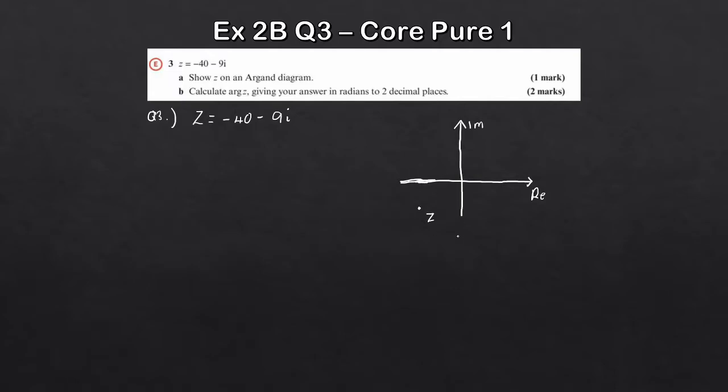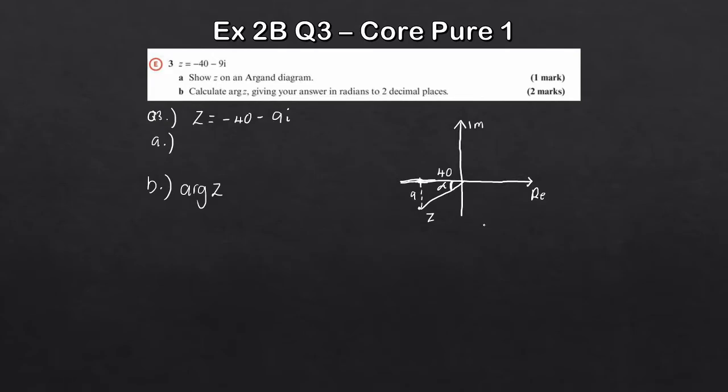Okay, and then part B just asks us to calculate the argument of Z. So arg Z, that's the argument of Z. How would we do that? Well, consider sketching this triangle so you can see what's going on. We're going 40 across, so from here to the origin that's 40, and then from here to this point here that's 9. So we have this triangle here, and the argument we want to find is this angle here. If we call that alpha, that's what we want to find.